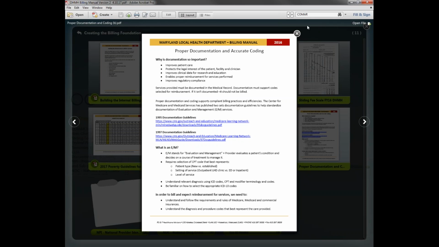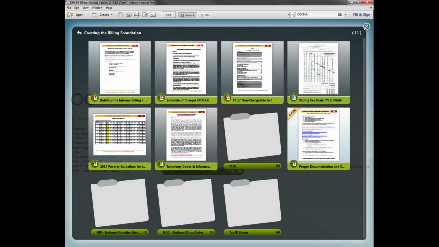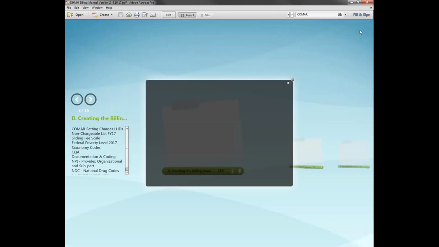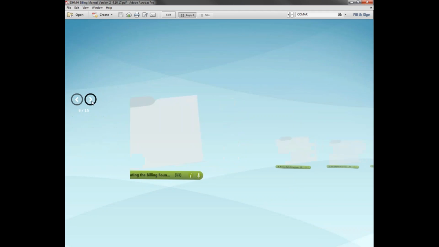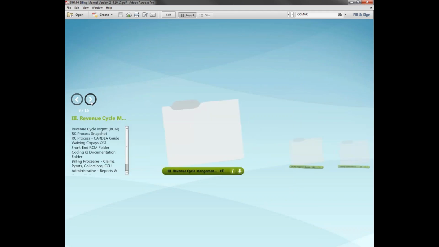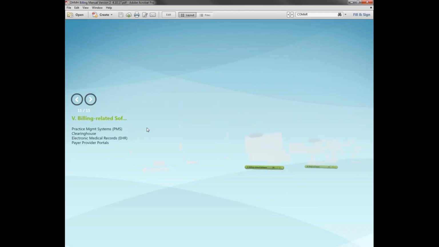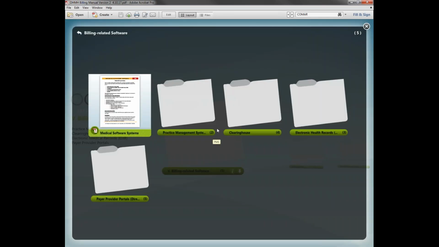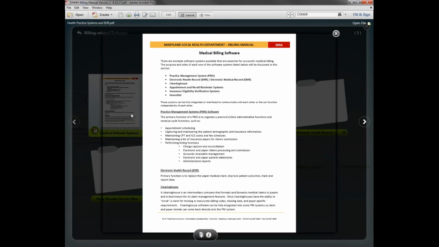So we'll get into the chapters at this point. We left off last time with the billing related software chapter, which is chapter 5 of the manual. We'll go into a little bit more detail than we were able to last time because of the time limitations that we had. The first document in this chapter goes over the different types of billing related software.